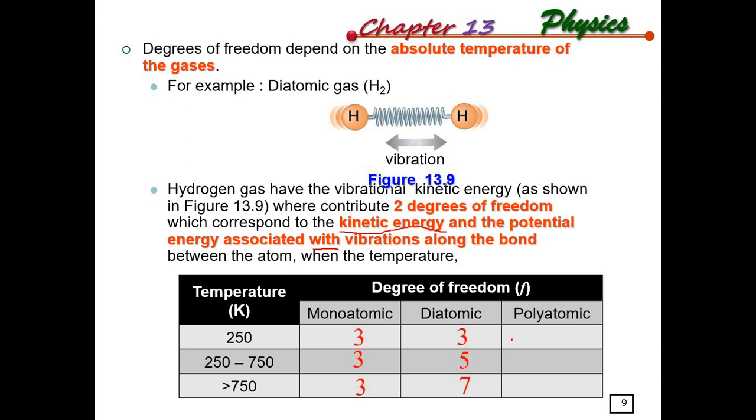For polyatomic molecules, at a temperature of 250 Kelvin, it has 3 degrees of freedom. For 250 to 750 Kelvin, it has 6 degrees of freedom. And if the temperature is increased to more than 750 Kelvin, the degrees of freedom for the polyatomic will be higher, which is X. So this depends on the temperature.